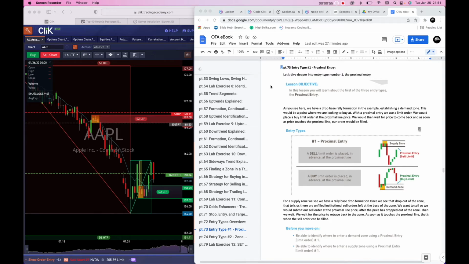Once we see that drop out of the zone, that tells us there are unfilled institutional sell orders left at the base of the zone. We want to sell, so we would submit our sell order at the proximal line price after the price has dropped out of the zone. Then we would wait. We would wait for the price to retrace back to the zone. As soon as it touches the proximal line, that's when the sell order would get filled.